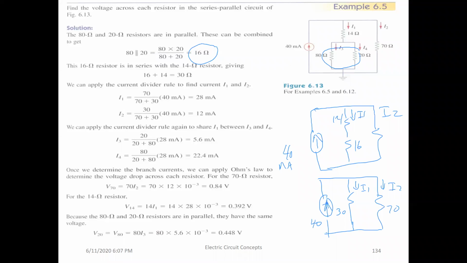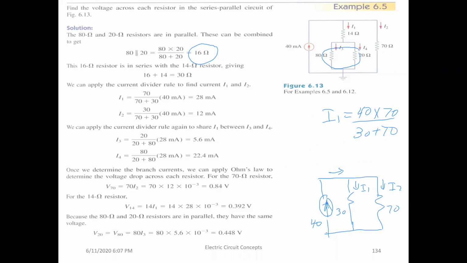So we could apply the current divider here to show you how. According to the rule of the current divider, I1 is equal to 40, which is the current entering the node, multiplied by the opposite resistor over the sum of the two resistors. And the same thing for determining I2: I2 is equal to 40 multiplied by 30 over 100. Now we're done with I1. We found I2. Now we need to find I3.